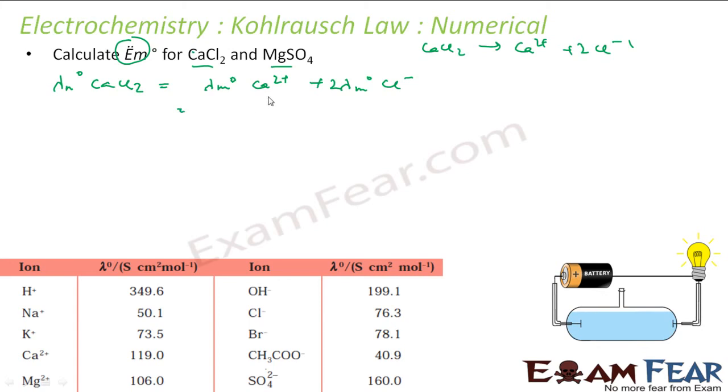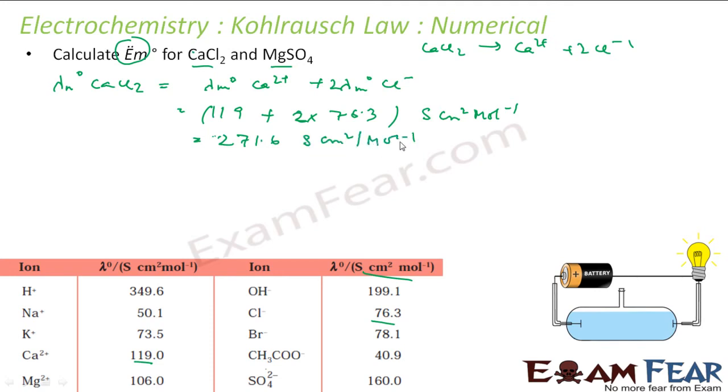So let's put the values here. That becomes Ca2+ 119 and 2 into chloride Cl- 76.3. What is the unit? Siemens centimeter square per mole. If you solve this, 152.6 plus 119, you get 271.6 Siemens centimeter square per mole.